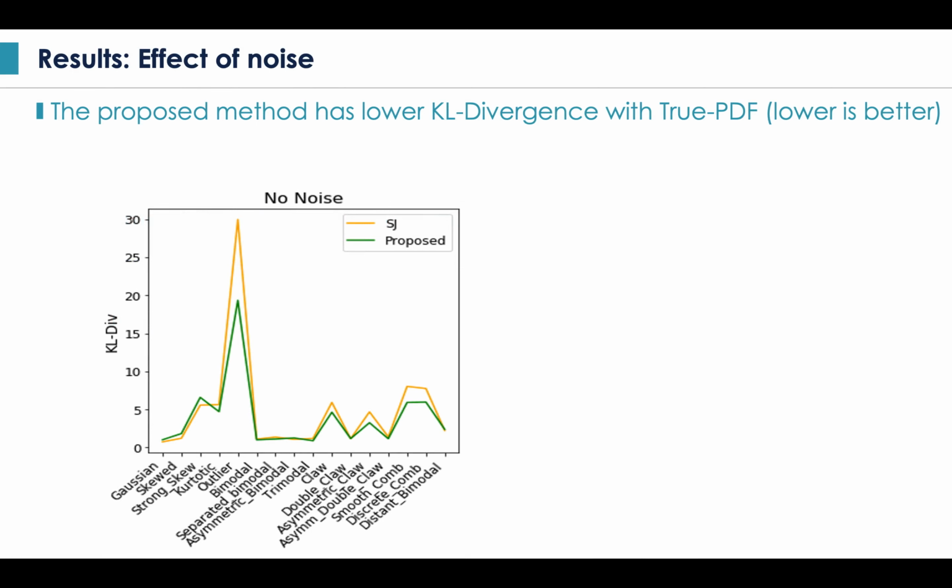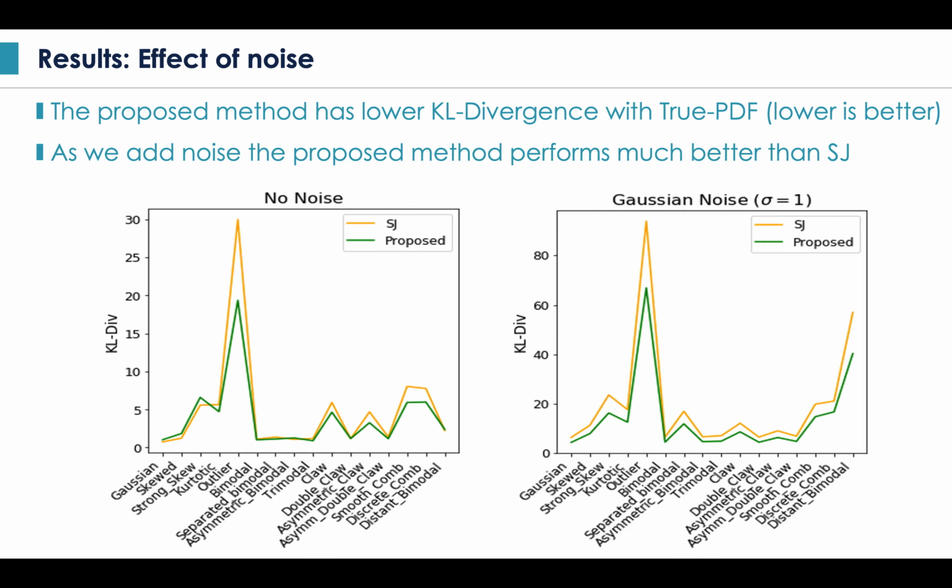If you look at the results in the graph over here, the green is the proposed method and the yellow is SJ. The green is below SJ in the majority of cases, so it implies we have a lower KL divergence. That is, the proposed algorithm is closer to the true PDF. If we keep adding noise, say Gaussian noise with sigma equal to 1, we can see the green line is even further below the yellow line. If you see the scale also, the scale is larger over here. So we have much better performance than SJ in case of noise.